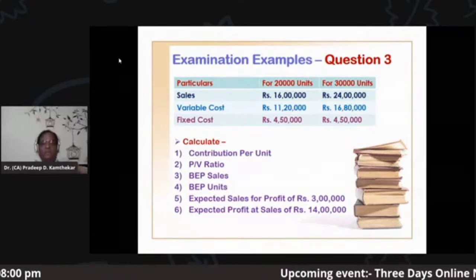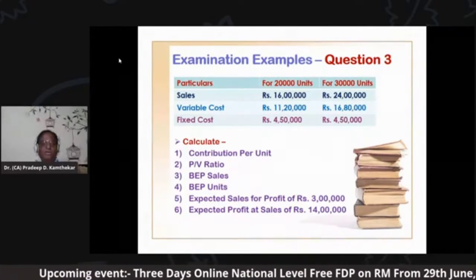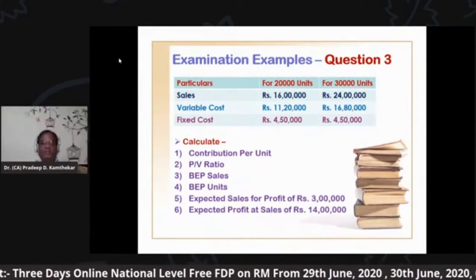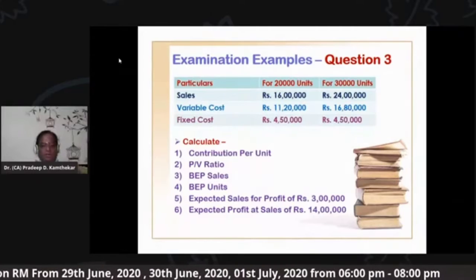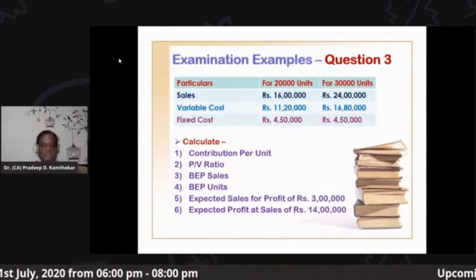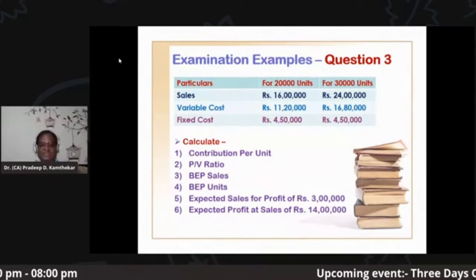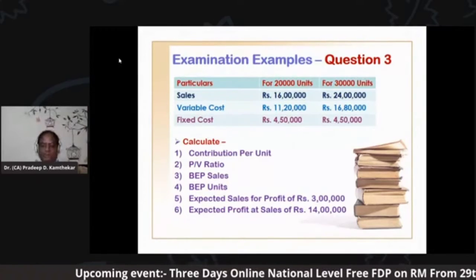Let us take this next example. Here you are given sales of 2 periods and variable cost of 2 periods, and fixed cost is given for two different units. You are asked to calculate contribution per unit, PV ratio, and then break-even points in sales and units, and expected sales for a profit of rupees 3 lakhs, and expected profit for sales of rupees 14 lakhs.